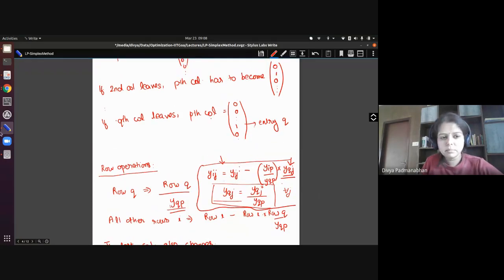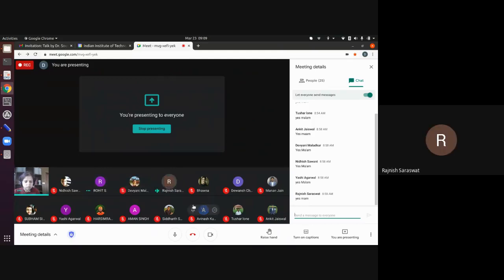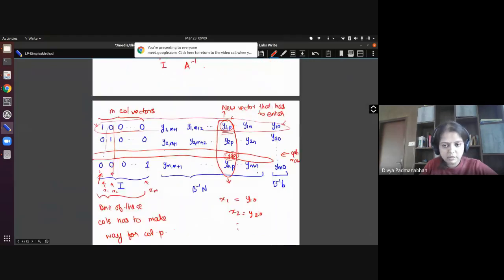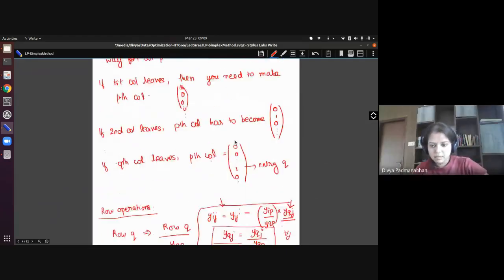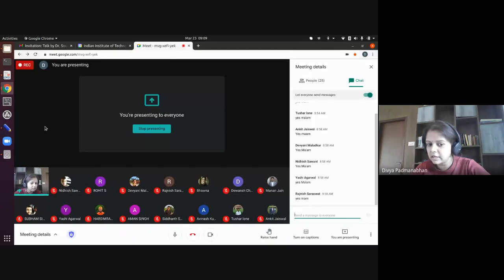So is this clear? This is exactly the row operations written in a mathematical way. And what if y_qp is 0? The assumption is it's not going to happen, and you will see it will not happen because of the way we are going to choose this pth vector. The pth column will be such that that will never happen. We'll come to that in a minute. I hope this idea of row operations is clear. Are there any questions on that?